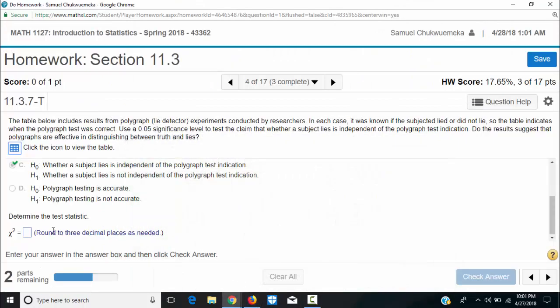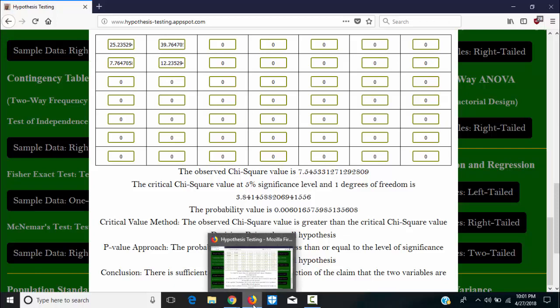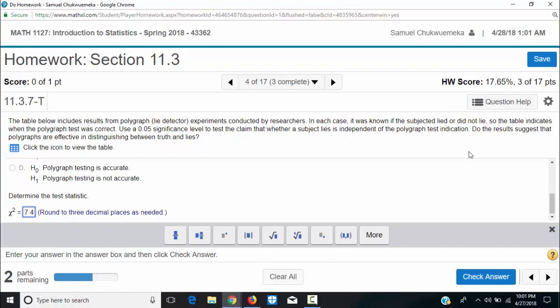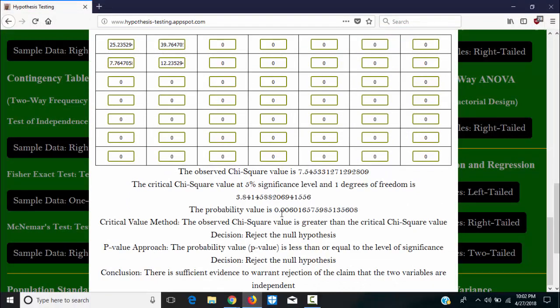So the chi-square test statistic to 3 decimal places is 7.545. The P-value to 4 decimal places is 0.0060.